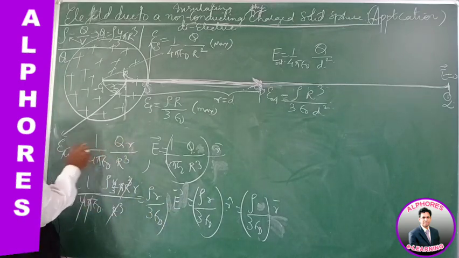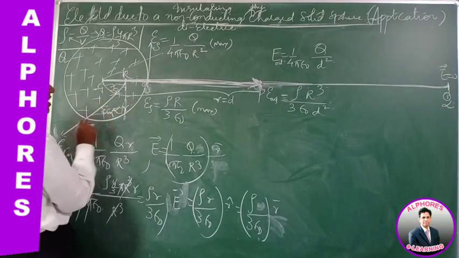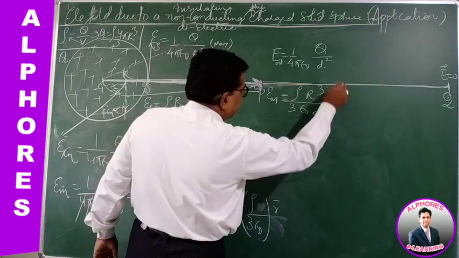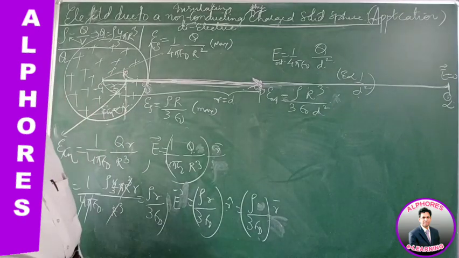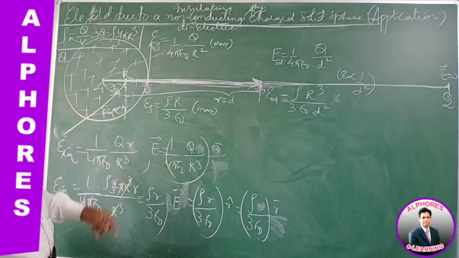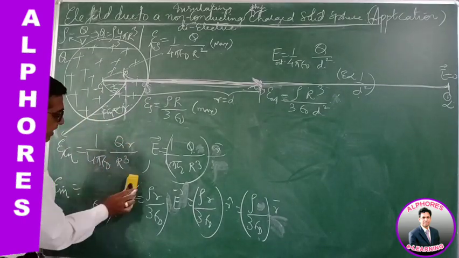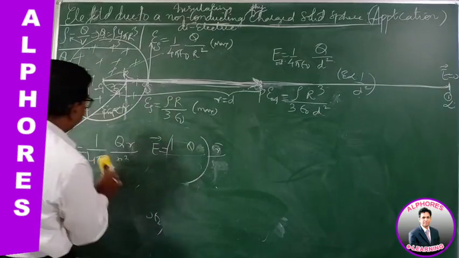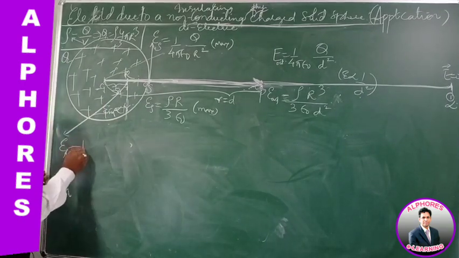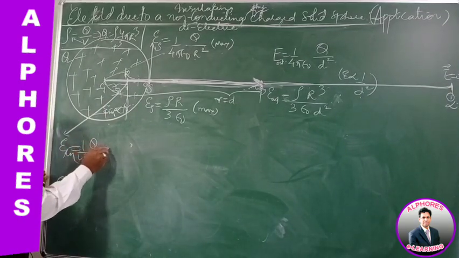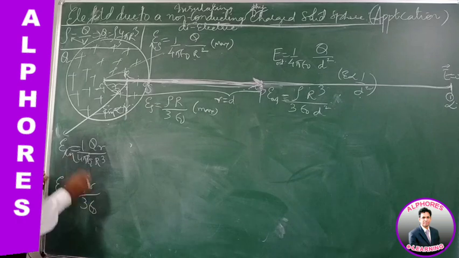So at an inside point, the electric field is proportional to r. At any inside point, it is directly proportional to r. On the surface and outside, it is inversely proportional to the square of the distance. You have to know the proportionality: how does the field vary with the distance? Outside point, it is inverse square of the distance. So these are the formulas for the electric field at any inside point. Field at an inside point is 1 by 4 pi epsilon naught Q small r by capital R cube, or it is rho r by 3 epsilon naught.